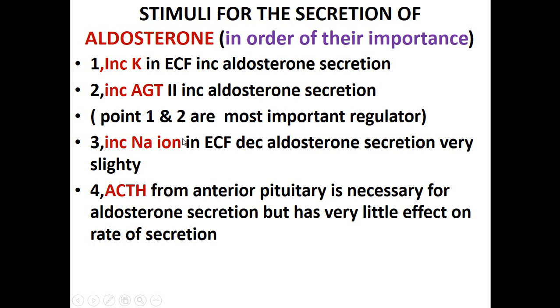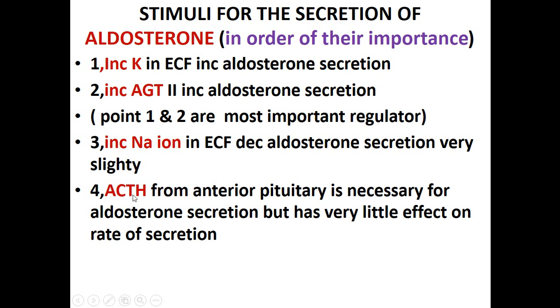Then an increase in sodium ion. If sodium ion is increased, it will cause a decrease in aldosterone secretion, but it's very slight. Its effect is very slight. Then ACTH. ACTH from the anterior pituitary is necessary for aldosterone secretion, but it has very little effect on the rate of secretion. So ACTH and the increase in sodium both have only a minor effect.